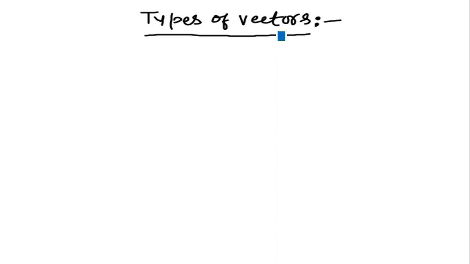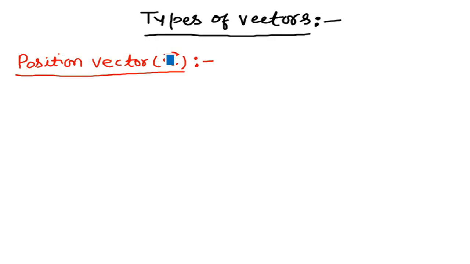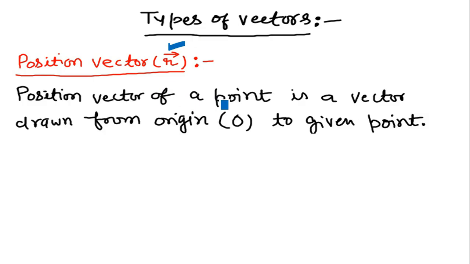So today in the topic of types of vectors, we will discuss the position vector. The position vector of a point is usually expressed by the symbol r vector. The position vector of a point is defined as a vector drawn from the origin to the given point. Suppose we have any point P in space, then the position vector of this point P will be a vector drawn from origin O to this point P.